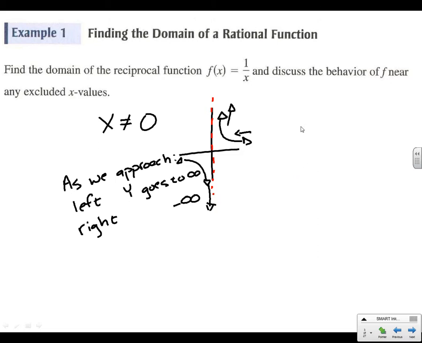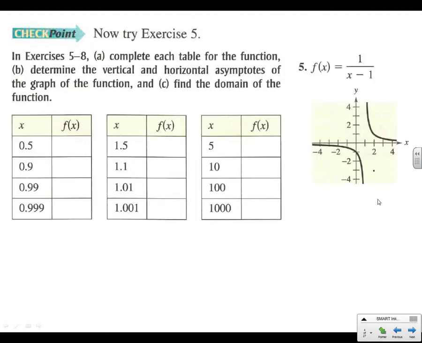Really quickly here, I think we didn't really talk about this, but on example 1, we would have a vertical asymptote at x equals 0, a horizontal asymptote at y equals 0. Y equals 0 would be our horizontal asymptote, and x equals 0 is our vertical asymptote. All right, so once again, try exercise 5 right there.